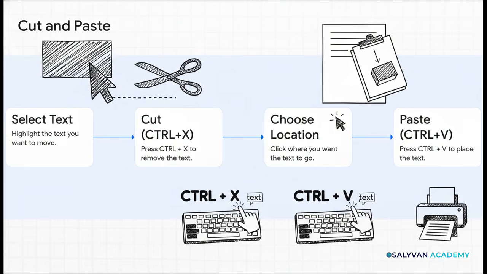So what if you don't want to duplicate the text, but you actually want to move it somewhere else? That's where Cut comes in. The process is almost exactly the same. You select your text, but this time the shortcut is Control+X. Here's the key difference. Cut literally removes the text from its original spot, while Copy leaves it there. But for both, you still use Control+V to paste it into its new home.